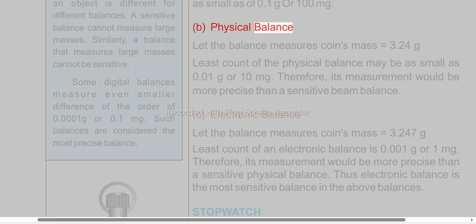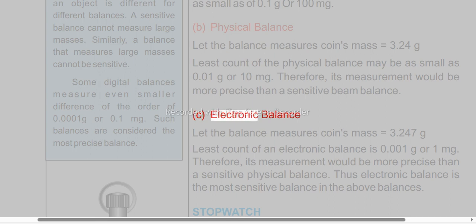B. Physical balance. Let the balance measures coin's mass equals 3.24 g. Least count of the physical balance may be as small as 0.01 g or 10 milligrams. Therefore, its measurement would be more precise than a sensitive beam balance.